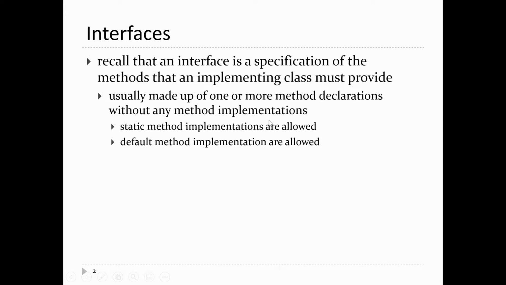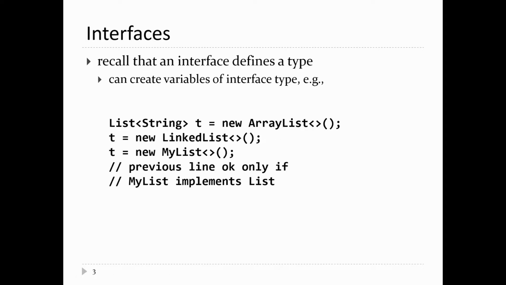Newer versions of the language let you have static methods in the interface. So you're allowed to put a static method in an interface, and you're allowed to give it an implementation. There are also these things called default methods, which you are allowed to put into an interface, and you're also allowed to give a definition in the interface. We're going to ignore these two for the time being and just look at the simpler case.